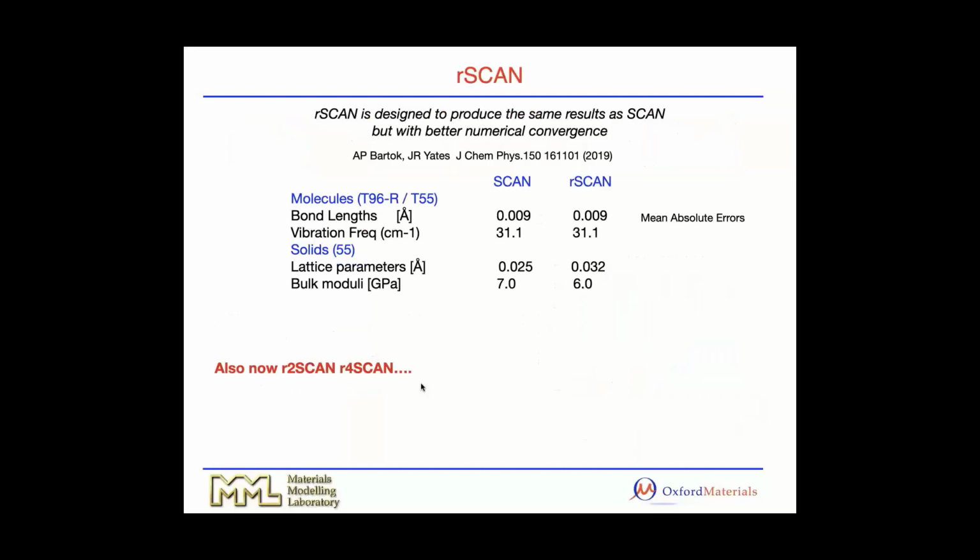Unfortunately, the problem with SCAN is it was numerically unstable. It wasn't possible to construct pseudopotentials. It was incredibly difficult to converge results. So working with Albert Bartok, we came up with the rSCAN functional, and this is the version that's within CASTEP, and it's also the version that obtained the results that I showed on the previous few slides. SCAN and rSCAN give you essentially the same bond lengths and lattice parameters. But the rate of convergence, the smoothness, is very much better with rSCAN.